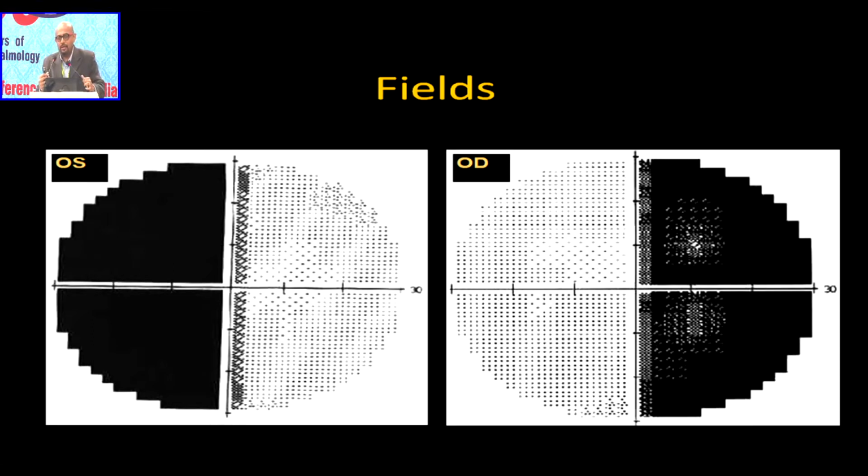How do you come to that conclusion? Why is it bitemporal? What you find generally on a temporal side is a blind spot. Blind spot is because of the optic disc, where you don't have any vision. So optic disc is nasal in your fundus, so it produces a blind spot which is temporal. Here you're not seeing any blind spot, so this is a bitemporal hemianopia.